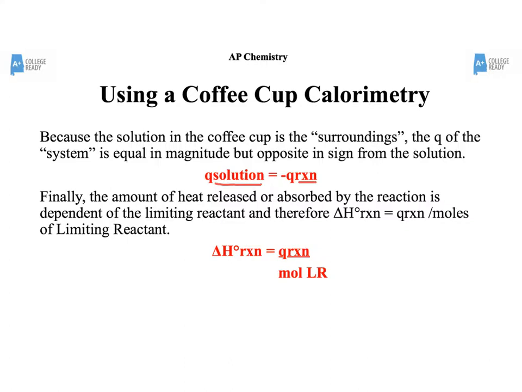Finally, the amount of heat released or absorbed by the reaction is dependent on the limiting reactant, and therefore you can calculate enthalpy by getting the Q of the reaction and dividing it by the moles of the limiting reactant. And we've done that. That's stoichiometry. The enthalpy is dependent on the limiting reactant. So we're going to have to take that into account when we're trying to get to the overall enthalpy of a reaction.